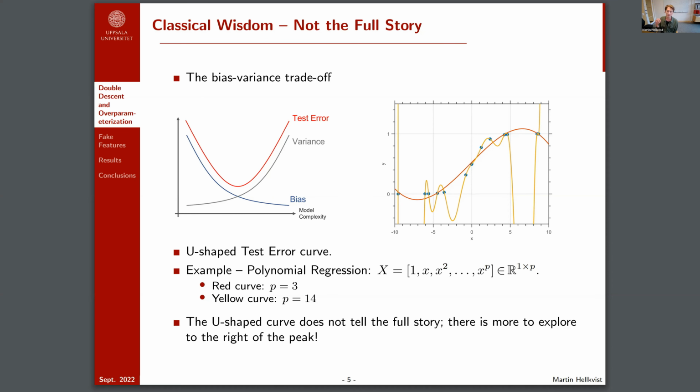Of course, it is not always true that the test data will come close to the training data, but for the sake of this example, we assume that they would. So while this classical U-shaped curve holds true for model complexities up until the point of interpolation, where the function will go through all the training points, recent results in the literature have found that it doesn't tell the full story, and that there's much more to explore to the right of this peak in variance if we increase the complexity even further.